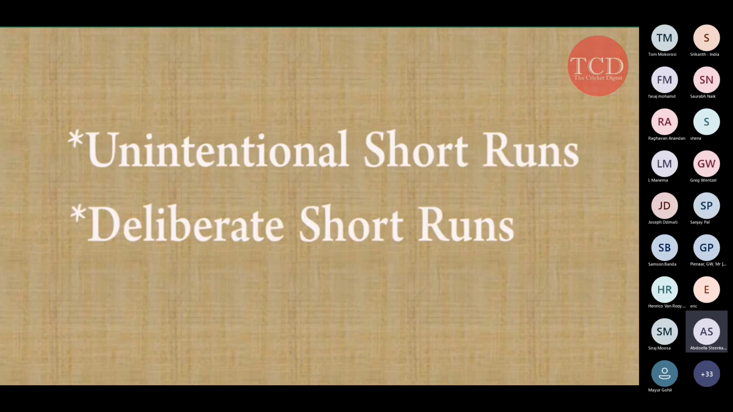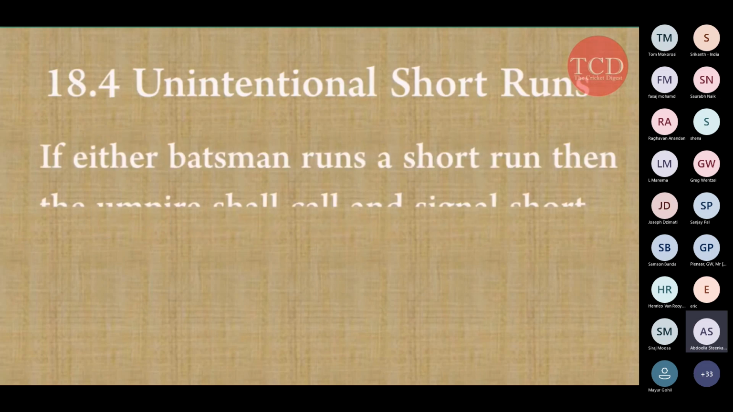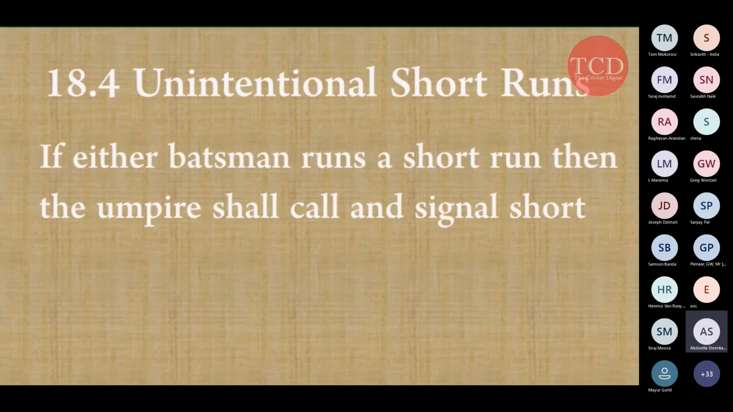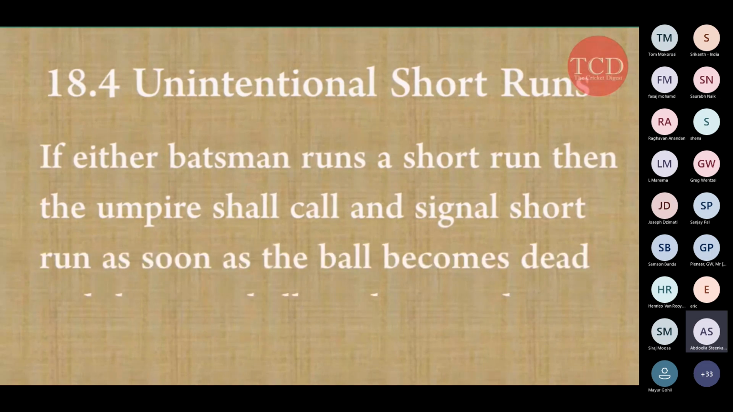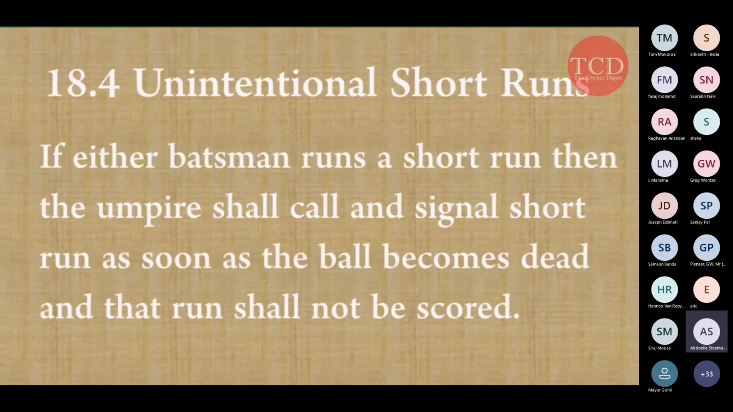Let's take a look at unintentional short running first. If a batsman runs short, then the umpire shall call and signal short run as soon as the ball becomes dead, and that run shall not be scored. For example, if they run 2 and they run 1 short, then only 1 run will be scored.